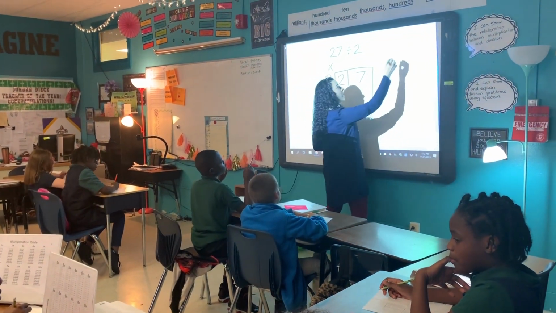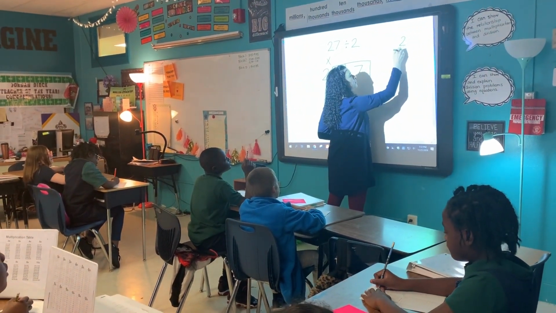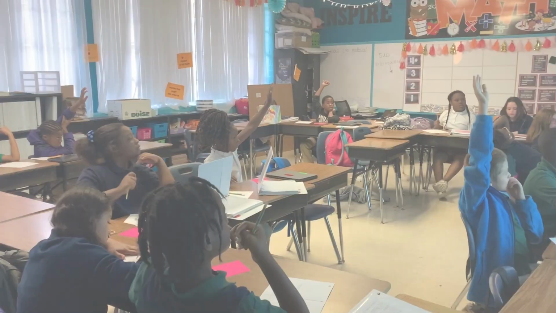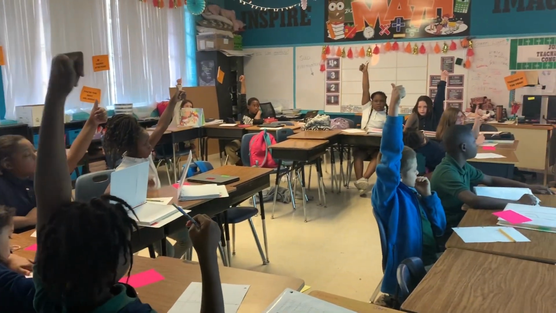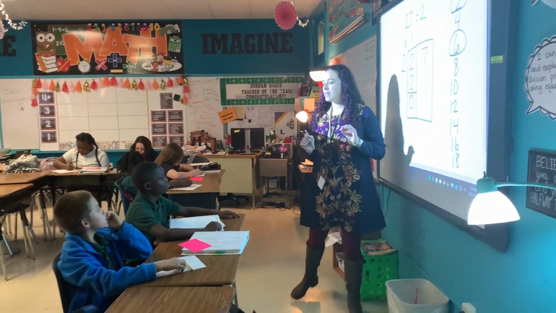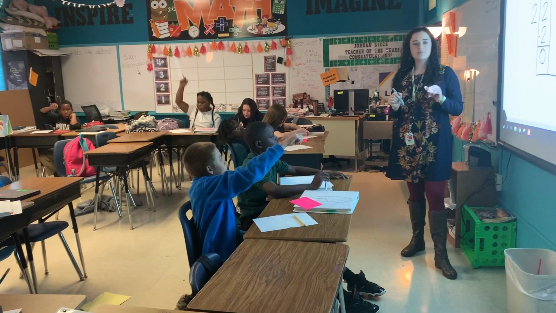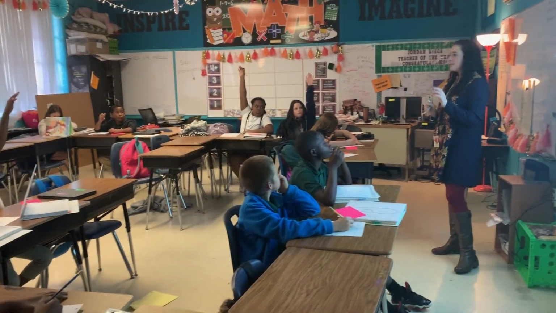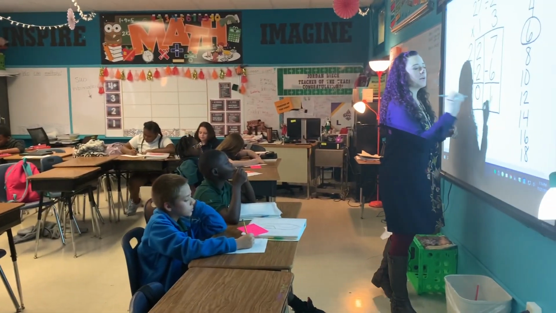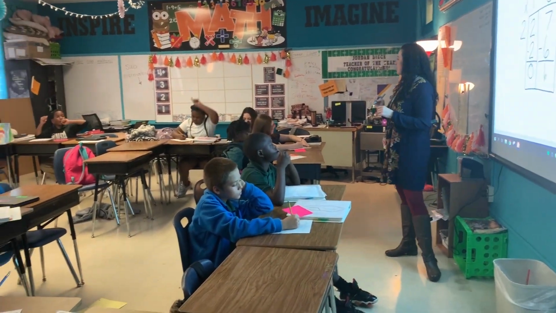So can y'all help me do that? 2, 4, 6, 8. Who agrees with 6? Thumbs up. All right, 6. So where does my 6 go, Robert? Underneath the 7. Very good. What is 7 minus 6, Joshua? 1. Very good. What do I do with my 1?